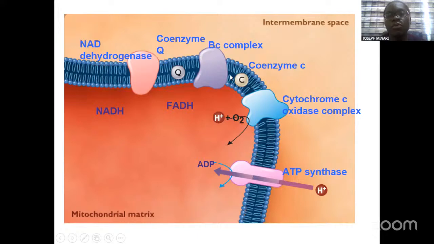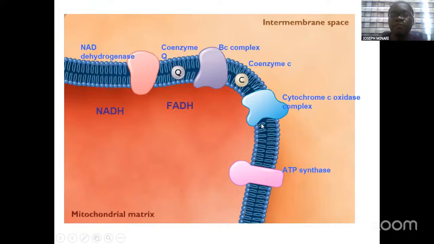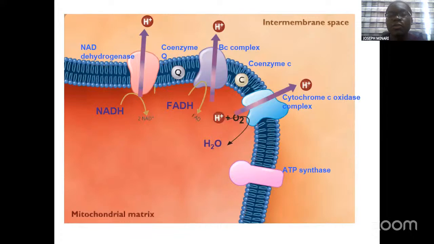Also, after allowing the proton to pass through, cytochrome C is also an electron carrier that moves the electron from the BC1 complex to the cytochrome C oxidase complex. The cytochrome C oxidase complex is the one that receives the electron carried by cytochrome C, and so hydrogen and oxygen come together to form water, and the hydrogen ion is also being released.